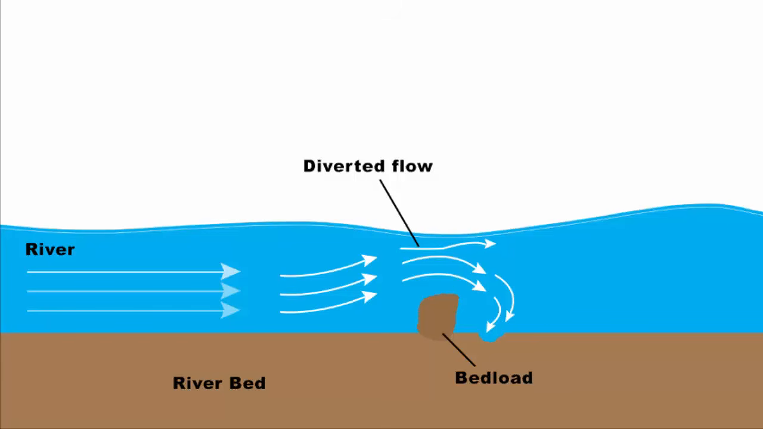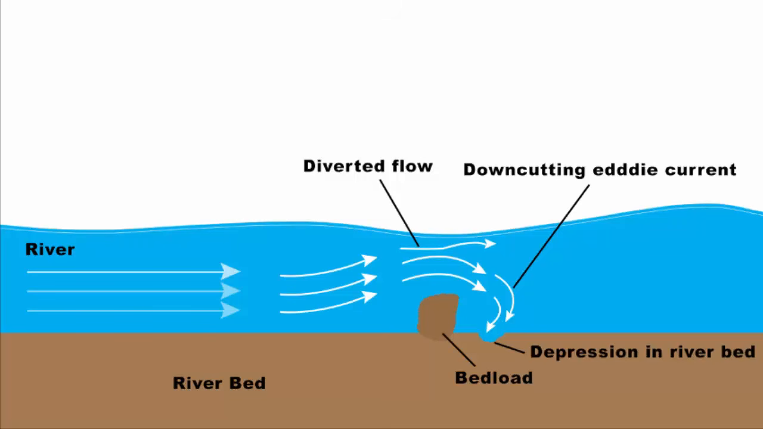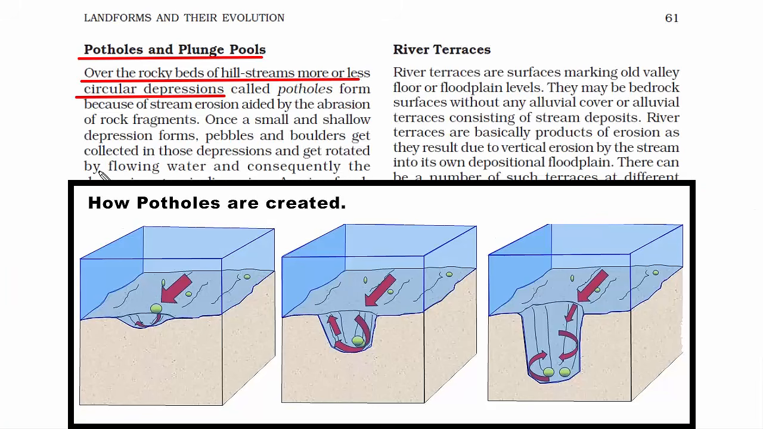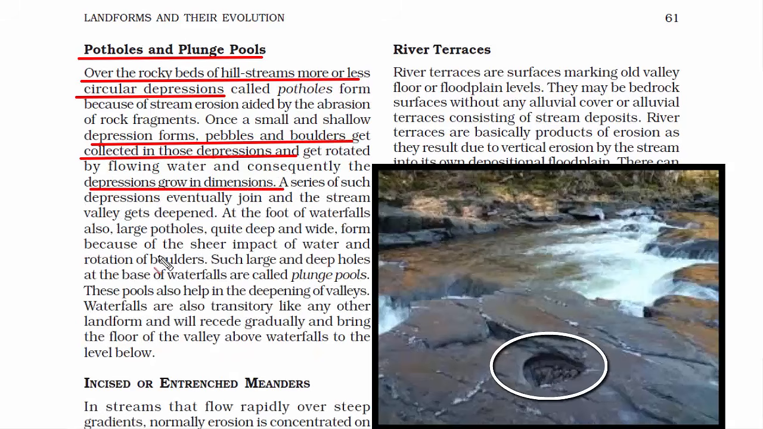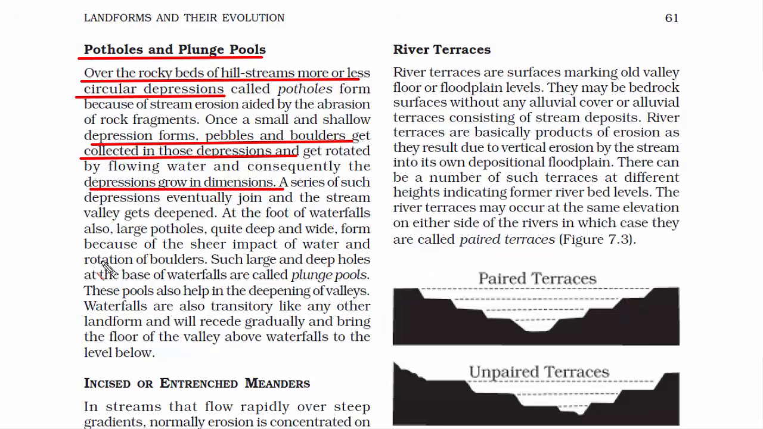And the diverted flow of water forms something called eddy currents, which is a down-cutting current, and this current causes a depression in the riverbed, and these depressions deepen. Pebbles, boulders can get trapped in them. As a result of the eddy currents, the pebbles drill into the depression, making them more circular, wider and deeper. Now I'll tell you about plunge pools.